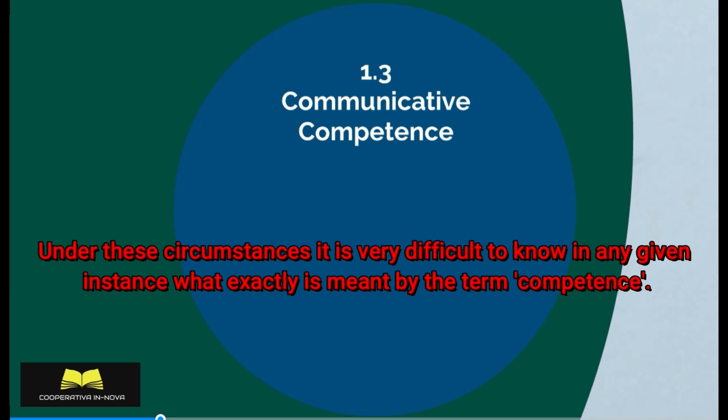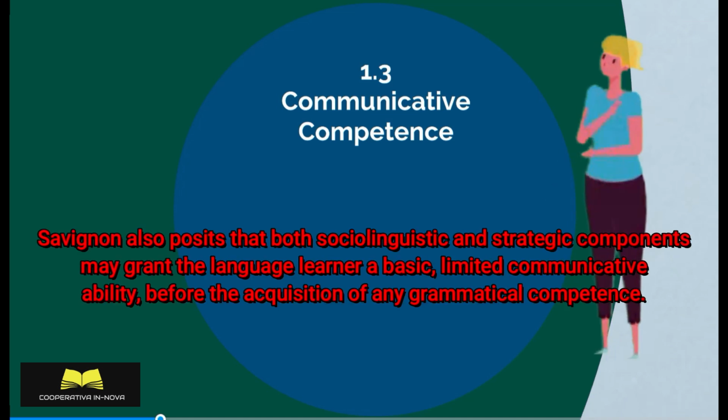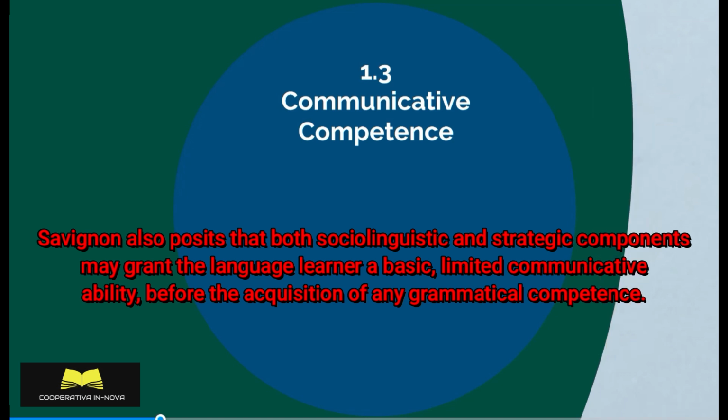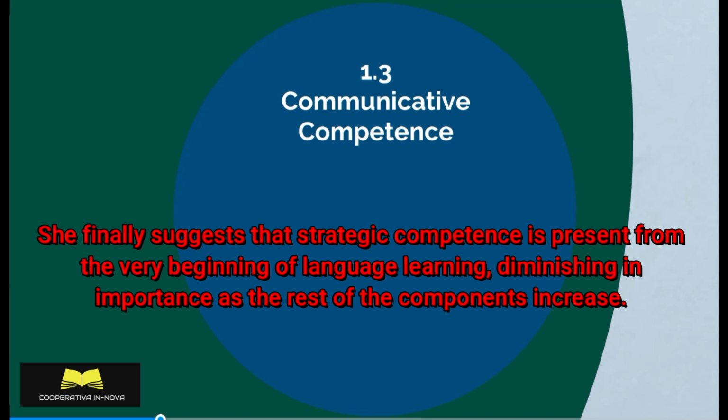Savignon also posits that both sociolinguistic and strategic components may grant the language learner a basic, limited communicative ability before the acquisition of any grammatical competence. She finally suggests that strategic competence is present from the very beginning of language learning, diminishing in importance as the rest of the components increase.